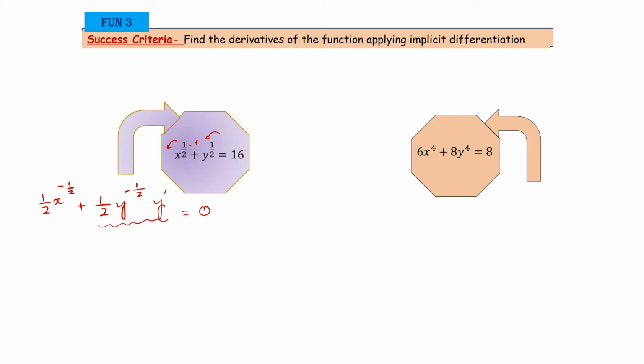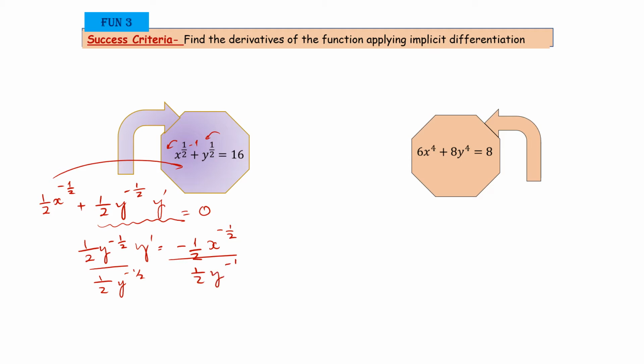Now keep the terms containing the y prime on the left hand side and shift the other part to the other side, and it will turn into negative half x to the power negative half. Divide both sides by half y to the power negative half. So the half and half cancel. So our y prime equals negative x to the power negative half over y to the power negative half. But have you noticed that both the powers are negative?